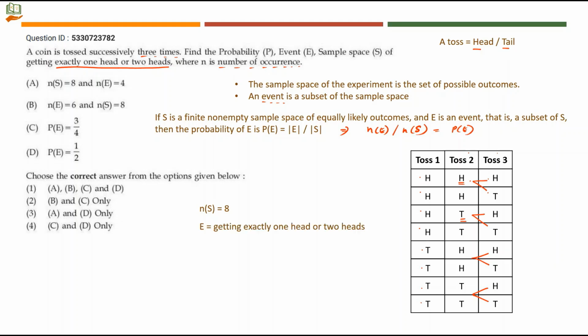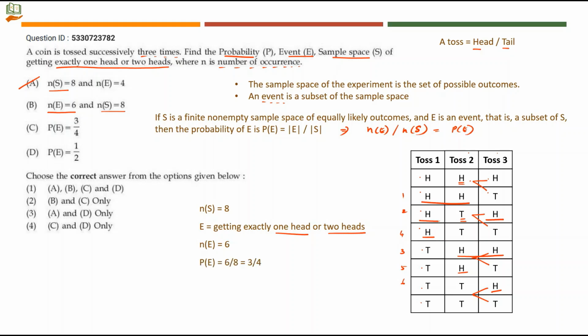What about the event? Get exactly one head or two heads. So where do we have two heads? 1, 2, 3. We have 3 with two heads, and they have also told about one head. So this is 4, this is 5 and this is 6. So there are 3 with two heads and 3 with one head. Overall the number of occurrences of the event will be equal to 6. They have asked the probability, the event and the sample space. N of S is equal to 8, but here N of E is equal to 6. So we can take only this one and not this option.